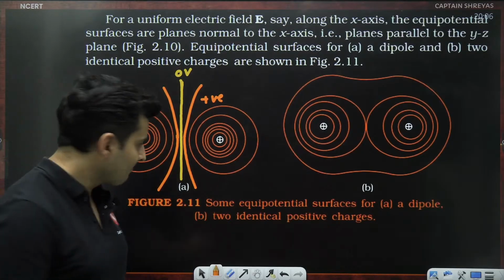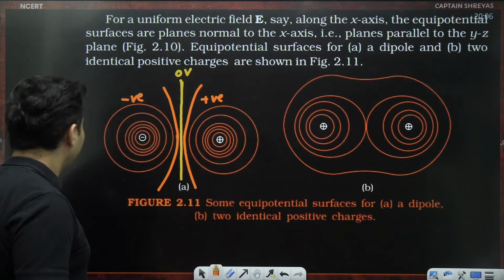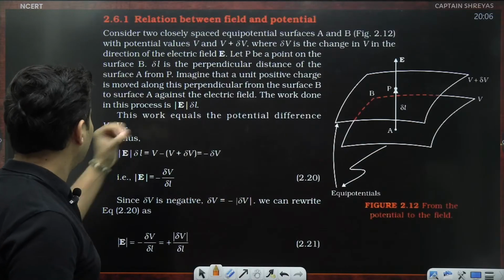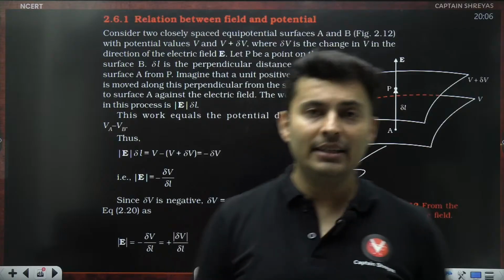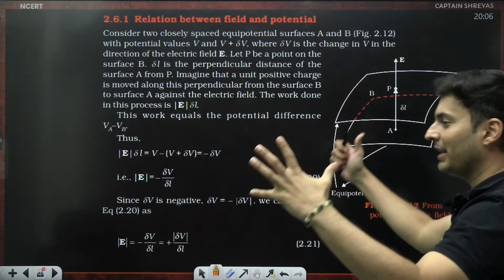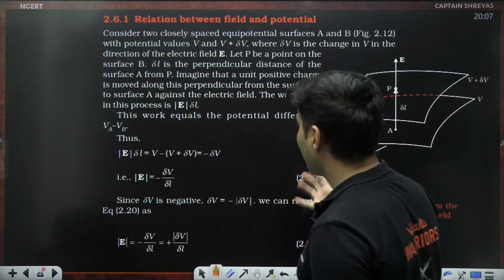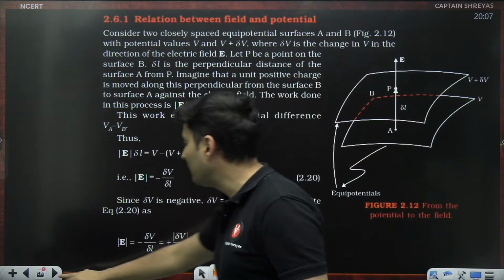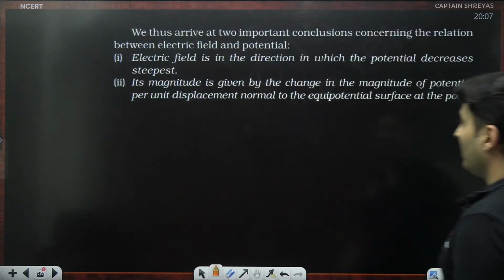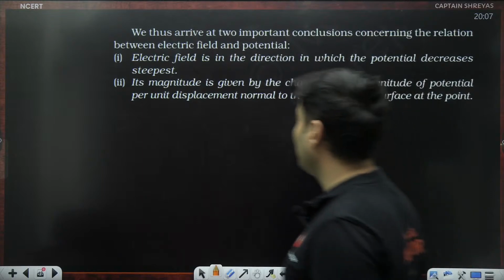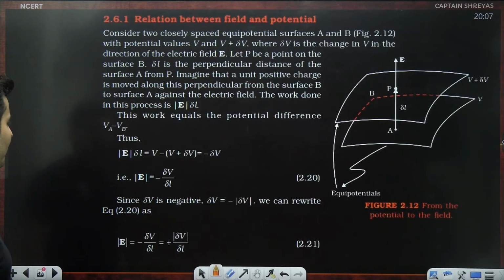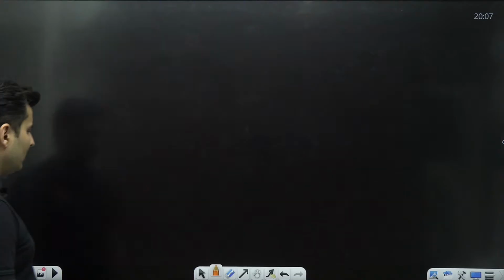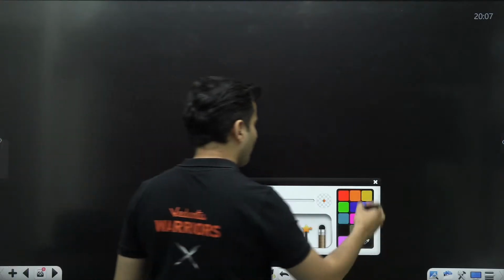Awesome. Now, the next concept is the relation between electric field and electric potential. Very, very interesting thing, guys. Electric field and electric potential, they have done some derivation. I'll explain this to you. We thus arrive at two important conclusions concerning the relation between the field and the electric potential. So guys, let me explain this to you in a very simple way.